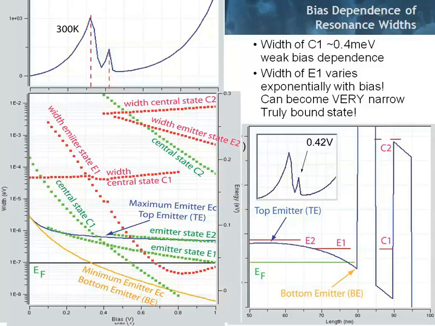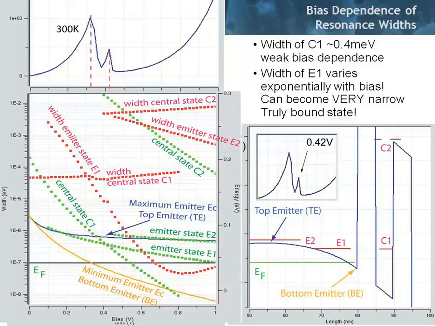And the second emitter bound state, E2, is always really loosely bound. It really doesn't move a whole lot into the well. So it's always broader than the central resonance. So if you're coupling here at this bias of 0.32, you couple the central state to the emitter state E2, you have a lot of current flowing because that's coupling to a broad resonance.